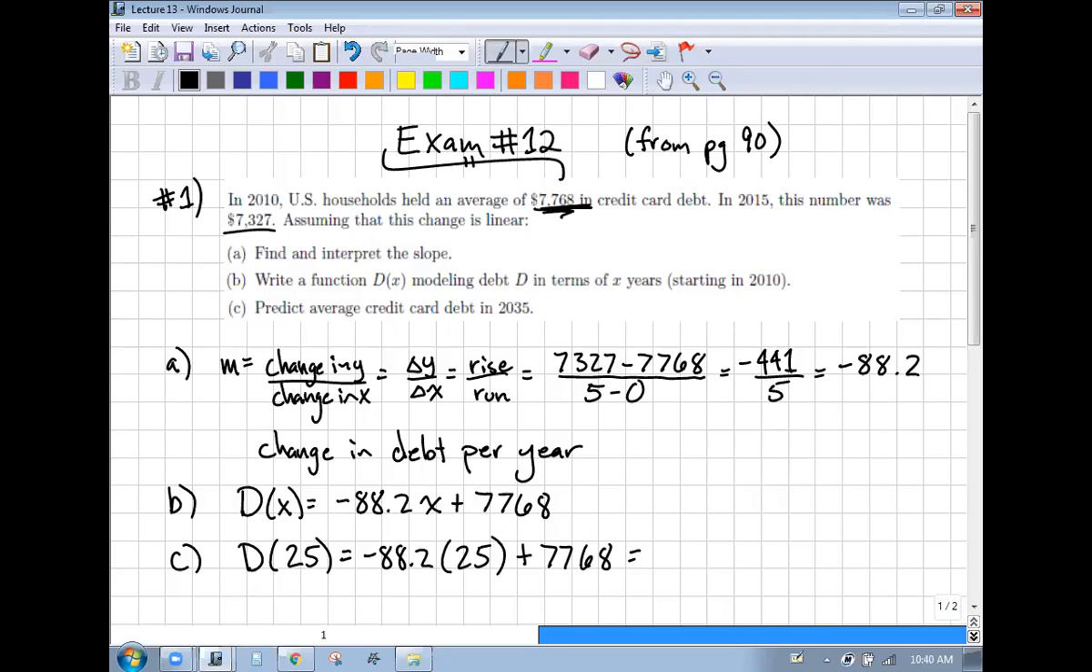88.2 times 25, make it negative, and take that away from 7,768. That puts us at $5,563. So again, that's after losing $88.2 of debt per year. We found that by looking at a 5-year interval, this difference over 5 years. That's it for number 1.